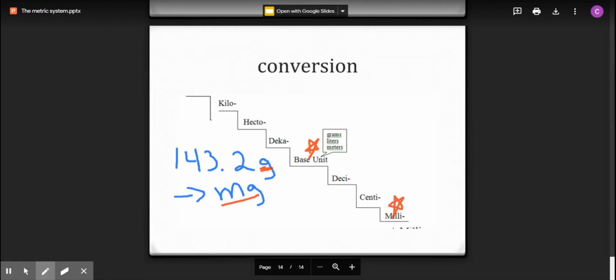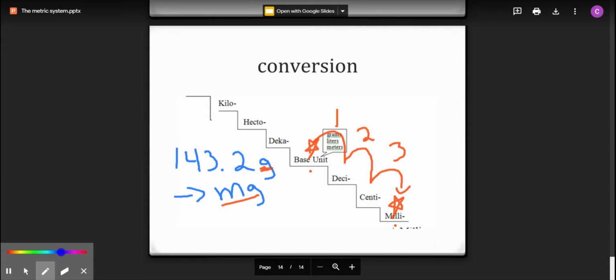All right, now what I do is I'm going down the stairs because I'm going from grams to milligrams. So I go 1 step, 2 steps, 3 steps down. Another way to do this is count the hills. So 1, 2, 3. All right, so what that means for my number here.